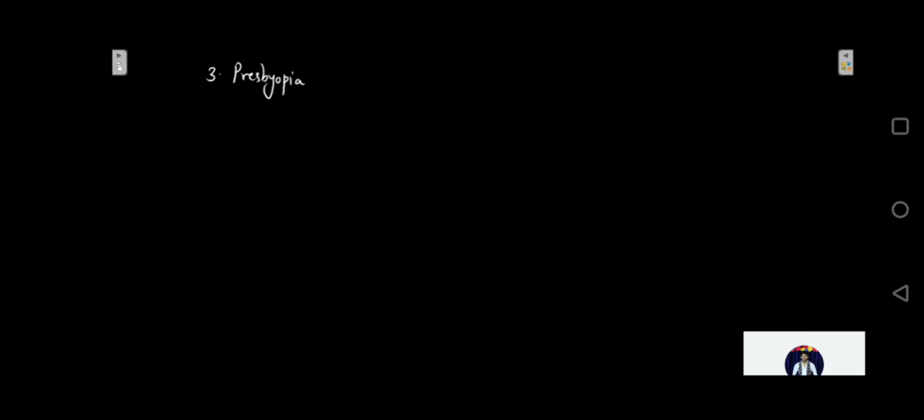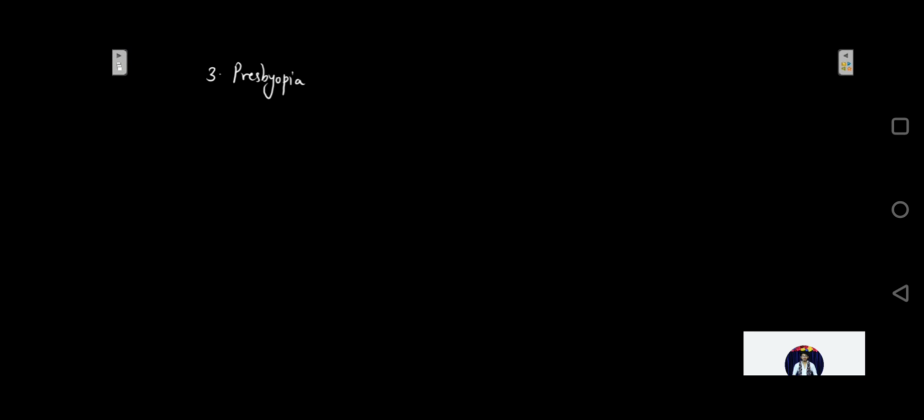The next defect is presbyopia. This defect is similar to hypermetropia, that is, a person having this defect cannot see the nearby objects distinctly but is able to see the distant objects without any difficulty. So this defect differs from hypermetropia in the cause. Okay, the causes of hypermetropia and presbyopia are different, by which they are produced.